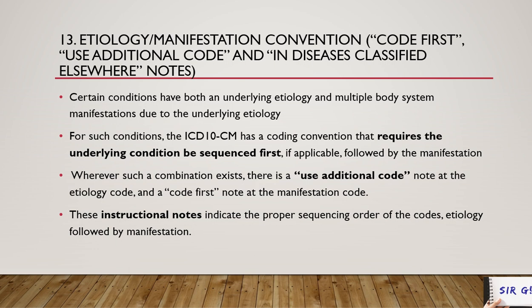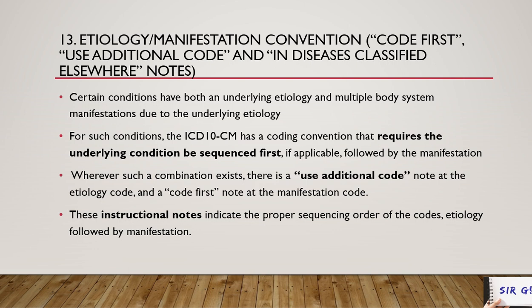Next one, you have your etiology and manifestations. This guideline is telling you that there are conditions that are due to certain other conditions, or there's an etiology, and sometimes if there's an etiology, there's also a manifestation. For example, diabetes due to pancreatic cancer, or retinopathy due to diabetes. Under instructional notes, certain conditions have both an underlying etiology and multiple body system manifestations due to the underlying etiology. For such conditions, the ICD-10-CM has a code convention that requires the underlying condition to be sequenced first.